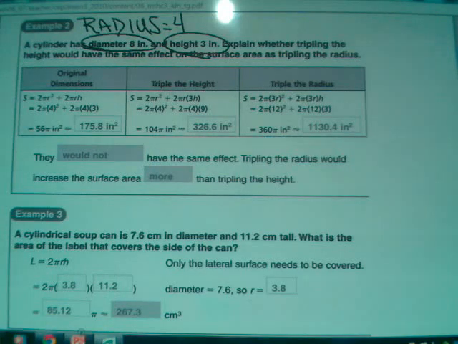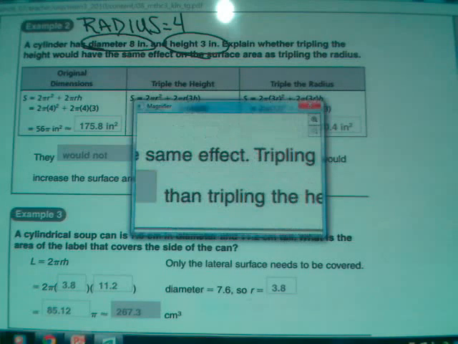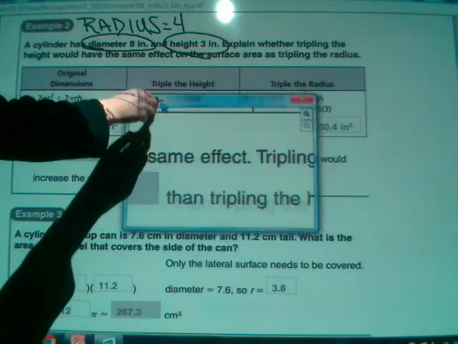All right, so now let's go back and make sure we know what we're doing here. We're supposed to explain whether tripling the height has the same effect as tripling the radius. So does tripling the radius and does tripling the height do the same thing? Notice they're not asking me, like we did with volume, does tripling the number triple the answer? That's not what they're asking me here. What they're asking me is, does tripling the h number and tripling the r number do the exact same thing to the result? Well, let's bring our magnifier back up and take a peek.